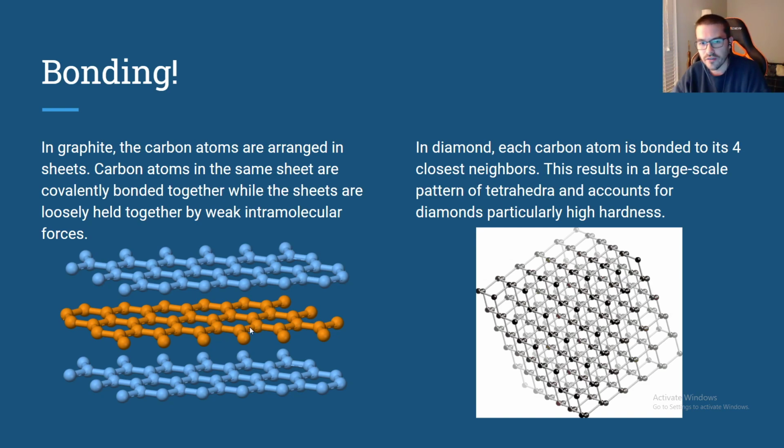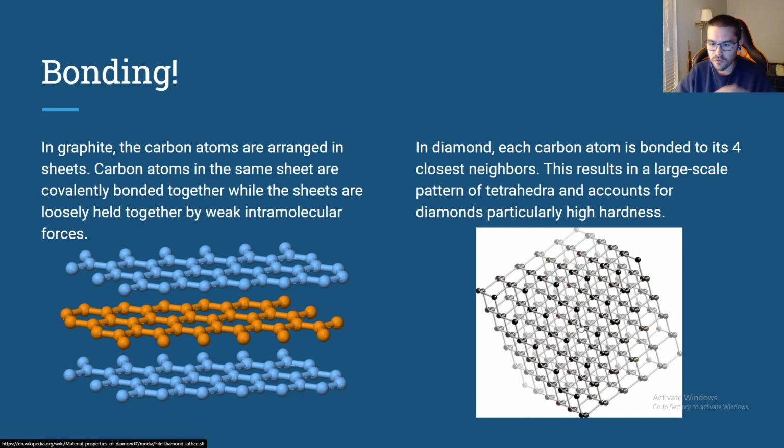Now, in contrast, the carbon atoms in diamond are held together differently. So they're bonded differently. In graphite, you can see here each carbon atom is only bonded to 3 of its neighbors. In diamond, carbon is bonded to 4 neighbors. So that's actually the most bonds that carbon can make, really. We'll learn more about that later. But carbon is essentially fully bonded in diamond.